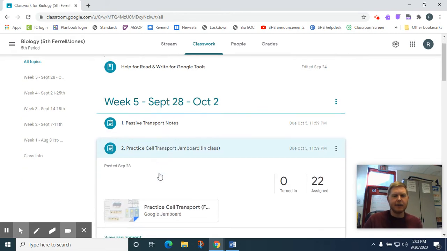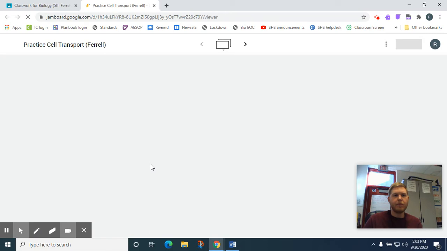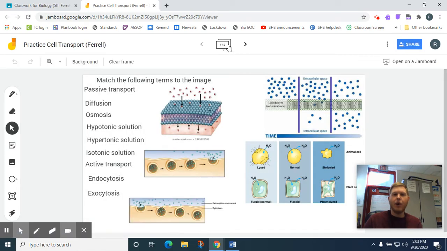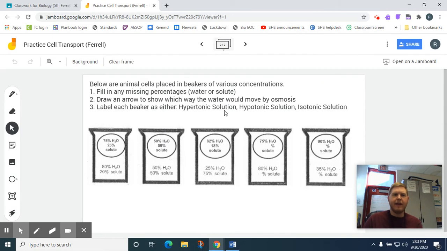So I'm going to click in here. And we're actually going to work with slide 2. So I'm going to go with this slide. Now, it says we're going to do a couple things. We're going to fill in any missing percentages for the water or the solute. So there's one thing right there, one thing right there, one thing right there, one thing right there that we need to fill in. And we'll fill those in when we get to those.